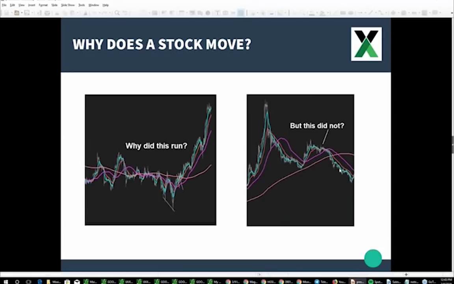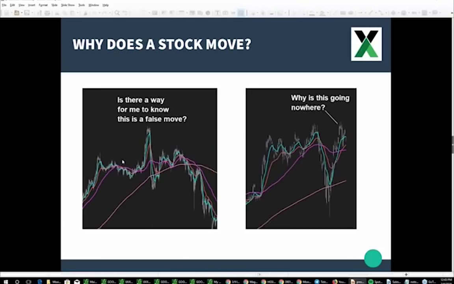And it just couldn't make sense of it. How about this one? We're talking about trying to buy breakouts. They always say, well, if it's a breakout, it shows that there's good support and it got out of its range and now it's going to run. But why did this thing fall?